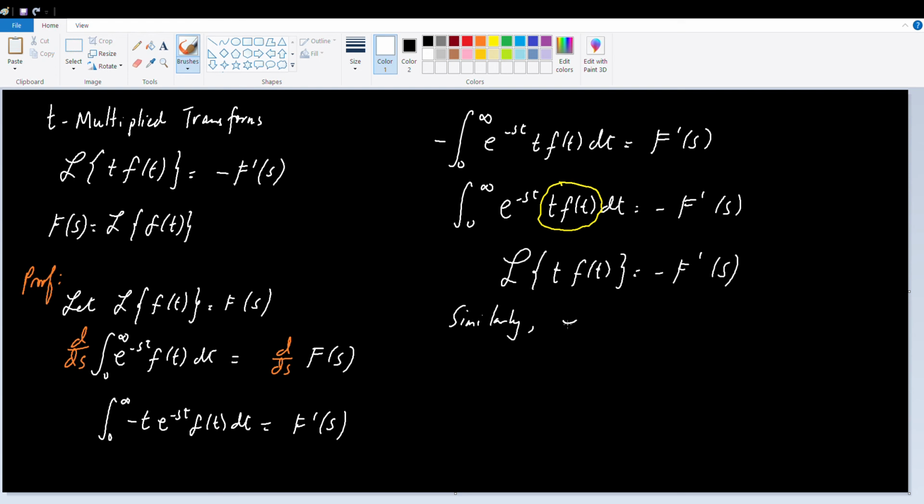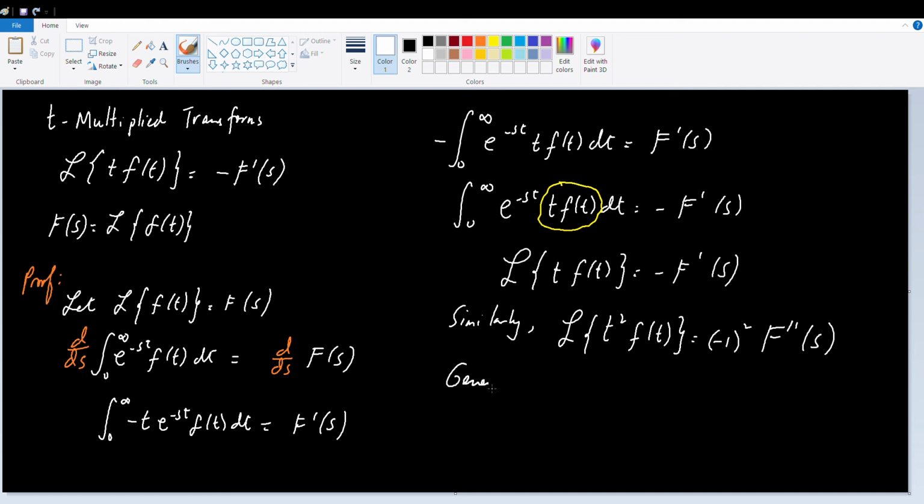Similarly, the Laplace transform of t squared f of t will be equal to negative 1 squared times the second derivative of F of s. So suppress t squared, get the Laplace transform of f of t, which is F of s, and get its second derivative. The order of the derivative is dictated by the power of t. Since it is a power of 2, you differentiate twice, and the factor negative 1 is raised to the power of 2.